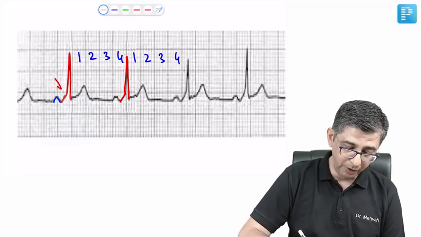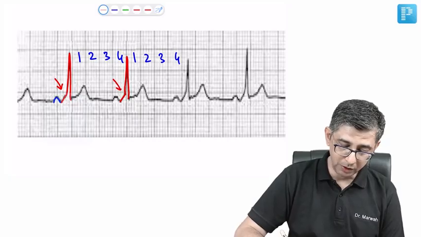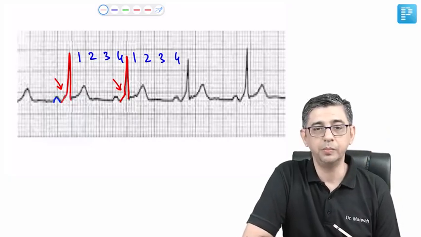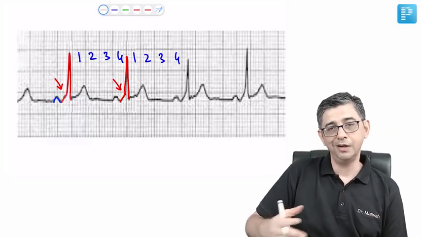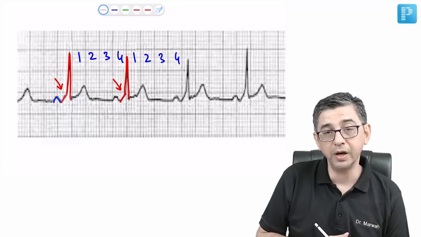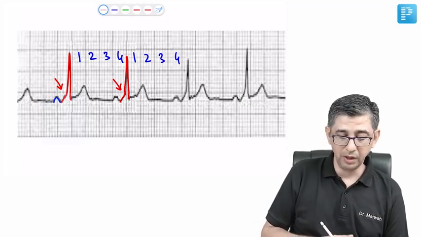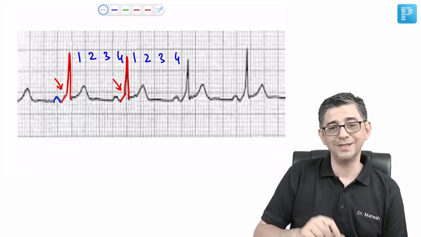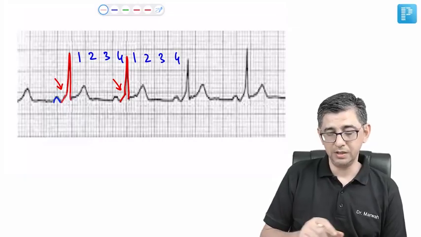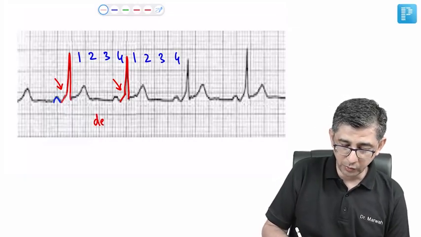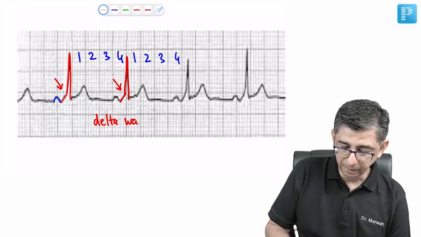So another abnormality that is being taught to you at the moment is with respect to not the morphology of the P wave, but now we are moving a little further ahead towards the QRS complex. In this QRS complex, the R wave upslope is having a slurring, or I can say there's a change in the slope in the upswing. So we're gonna call it a delta wave.